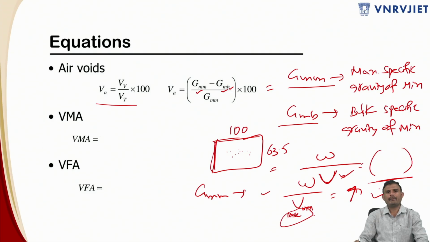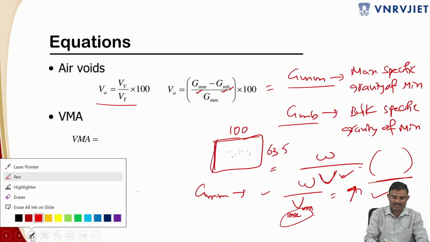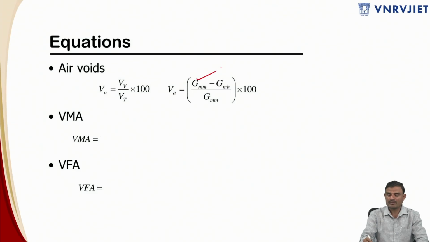That is nothing but the maximum specific gravity or theoretical specific gravity of the mix. GMM stands for the theoretical specific gravity of the loose mixture, excluding the volume of the air voids. So it is the weight of the loose mixture divided by the volume of the loose mixture, which can be obtained only by doing some calculations. Whereas GMB is the weight of the mixture, and the weight is constant in both GMM and GMB, but the volume is different here. The volume is the bulk volume.